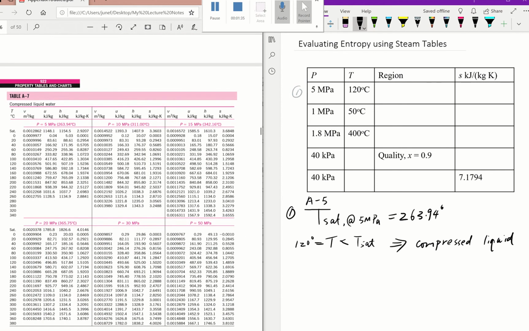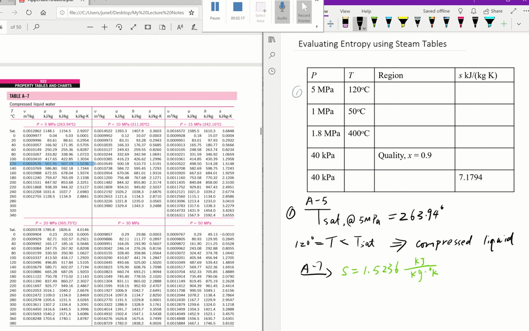table A7. So at table A7, we want to look at this condition of 5 megapascal, which is our first mini table, at 120 degrees Celsius. And what we want to know is the entropy S. So S will be equal to 1.5236, right? By the way, the unit for entropy is kilojoule per kilogram per Kelvin. Okay, so that's the first one.